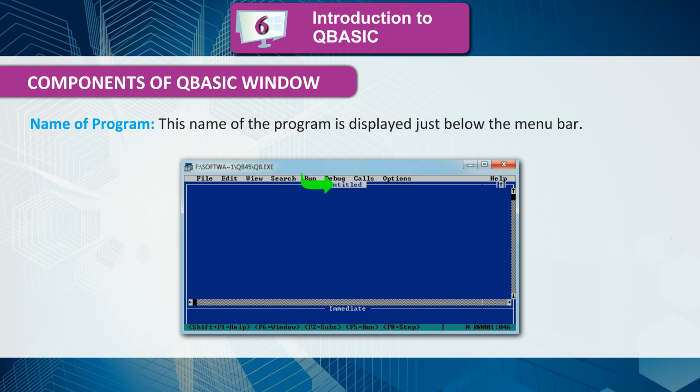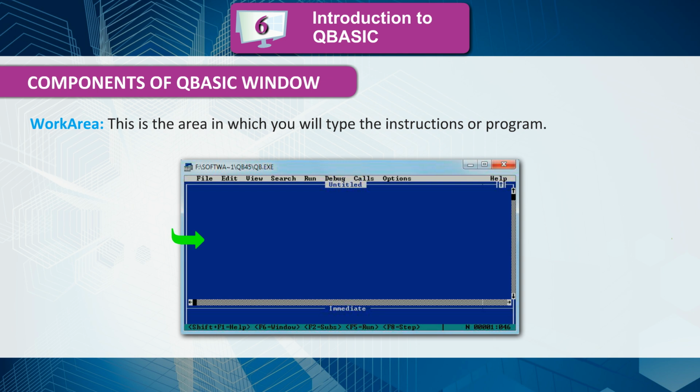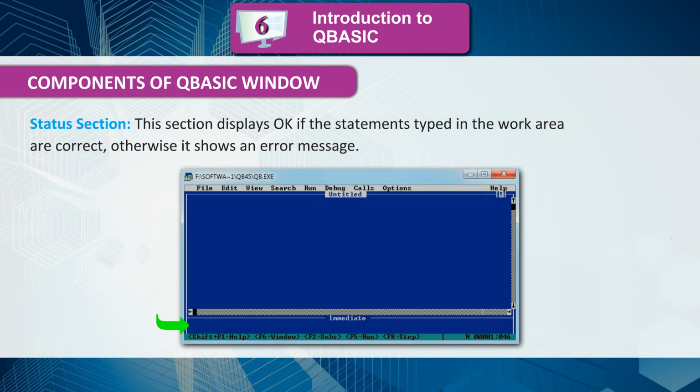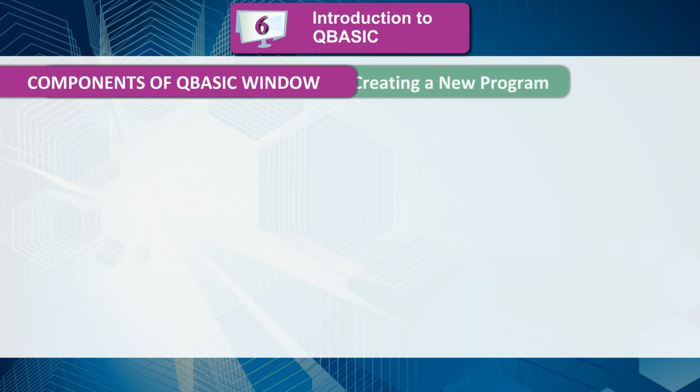Name of program: the name of the program is displayed just below the menu bar. Work area: this is the area in which you will type the instructions or program. Status section: this section displays OK if the statements typed in the work area are correct. Otherwise, it shows an error message.